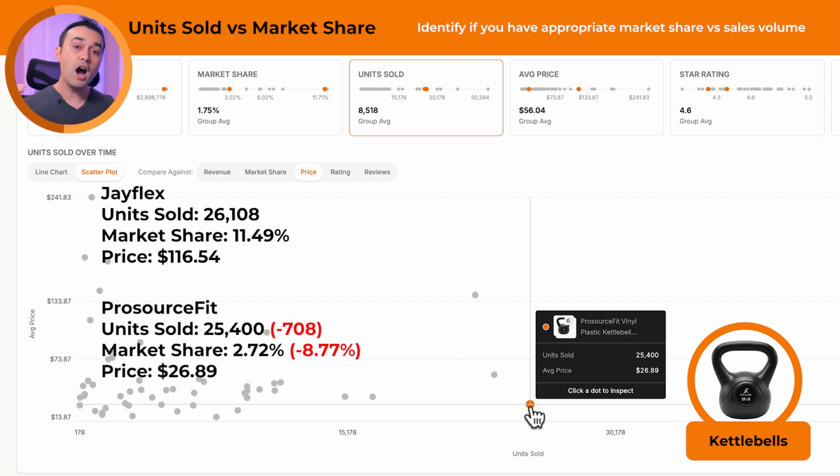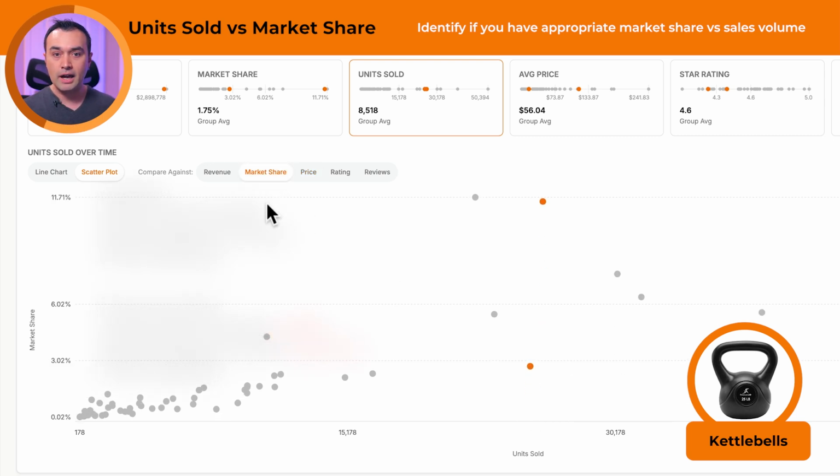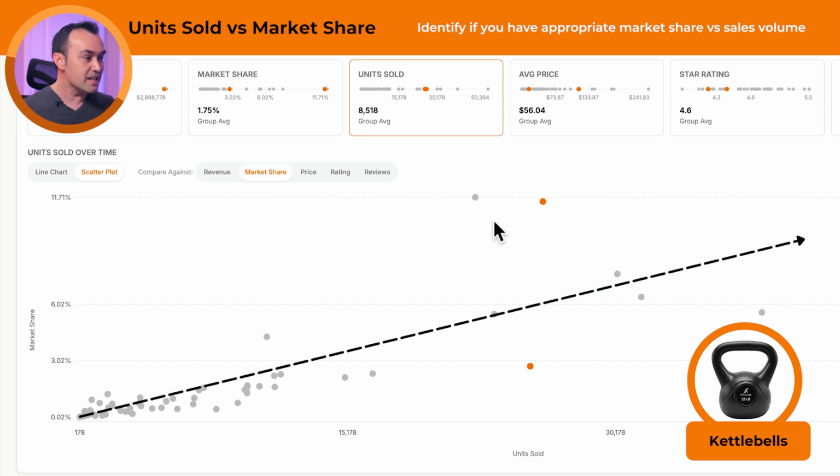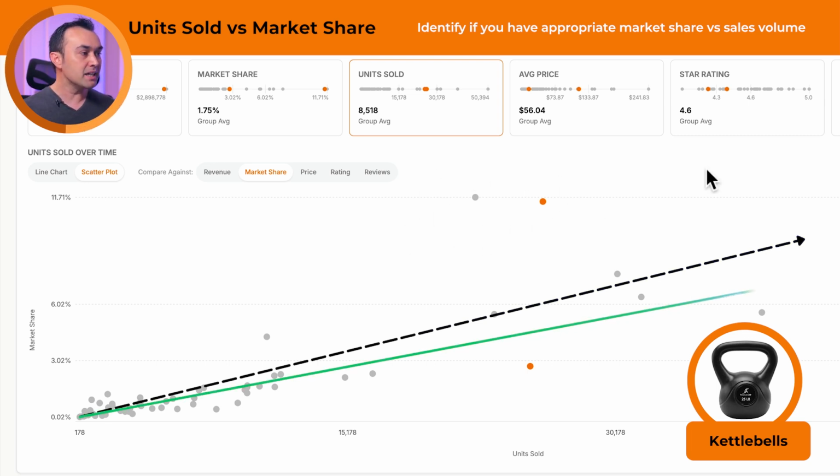Now this higher price kettlebell might be an outlier as there's not many products near it on the graph. But even if we exclude that one and just look at the main cluster of products here, we'll see that our pin product still falls below the trend line. They should probably have around 5% of market share for their sales volume. This tells me that they might want to revisit their pricing strategy and see if a higher price point would help them capture more revenue per unit.